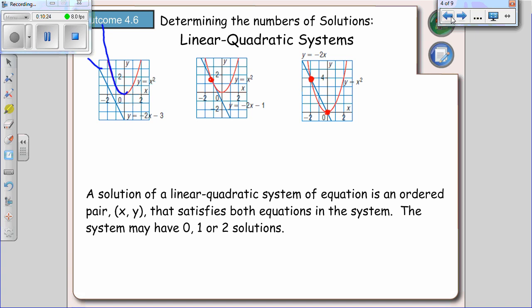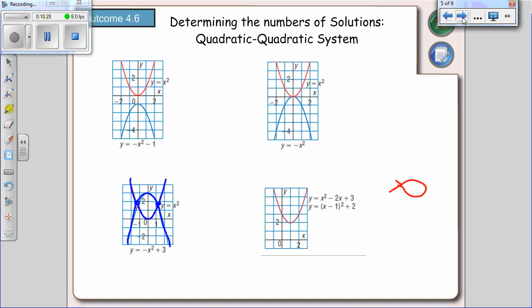The two quadratic equations, graphing. How is it that it's not worse?